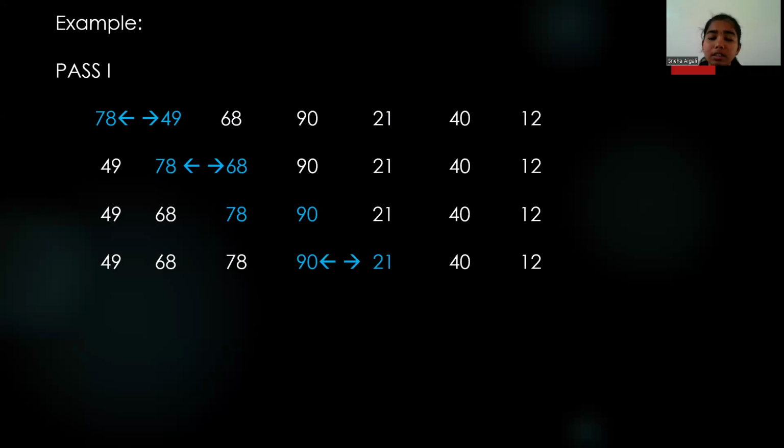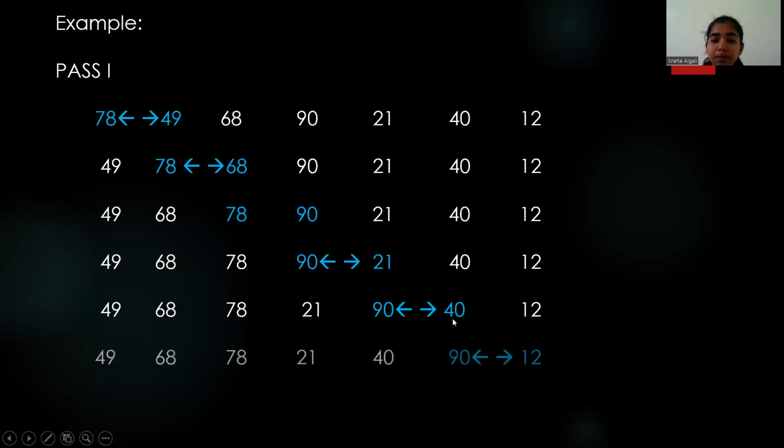Now again j gets incremented, that is 90 is compared with 21. Since 90 is greater than 21, the condition is true, so the swapping process takes place. Now 21 has come to a of j position and 90 has moved to a of j plus 1 position. Now next 90 and 40 are compared. Since 90 is greater than 40, again the swapping process takes place between 90 and 40. That is, 40 is moved to a of j position and 90 has moved to a of j plus 1 position.